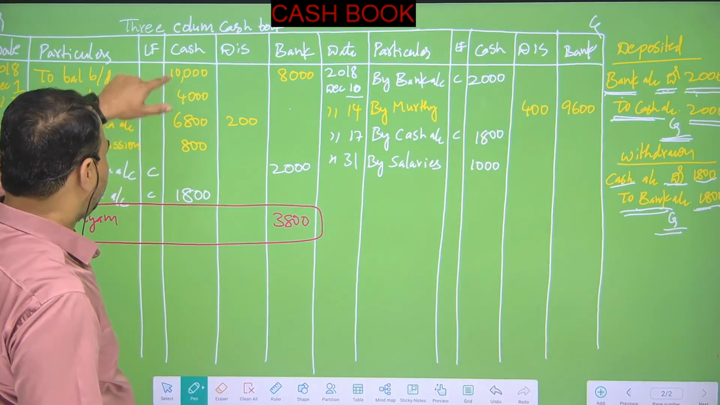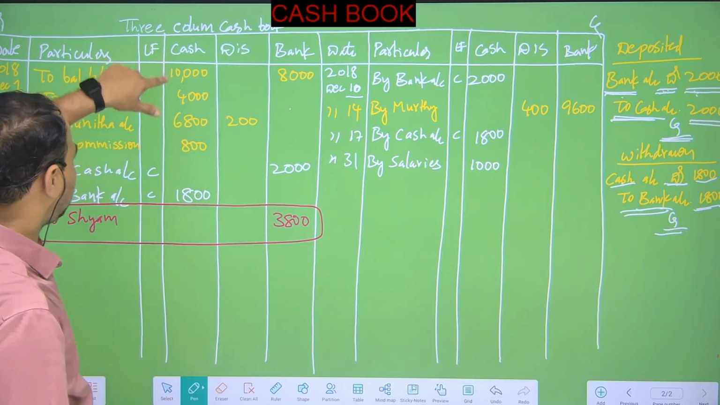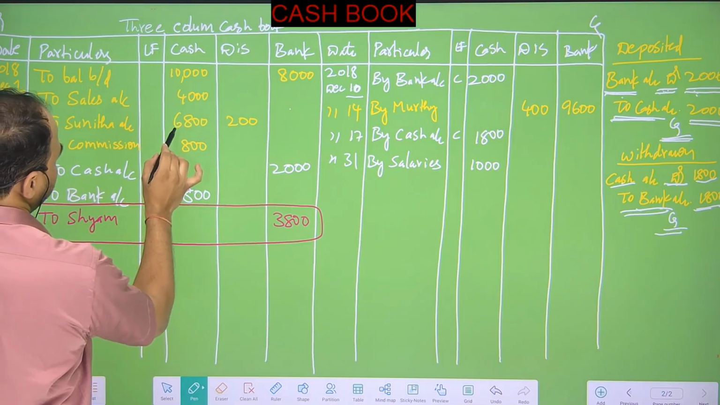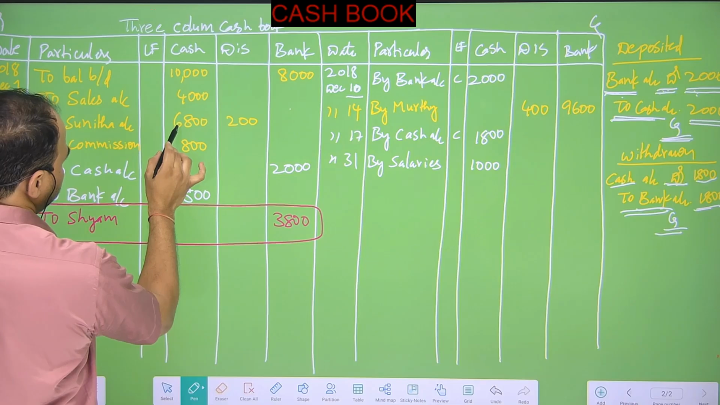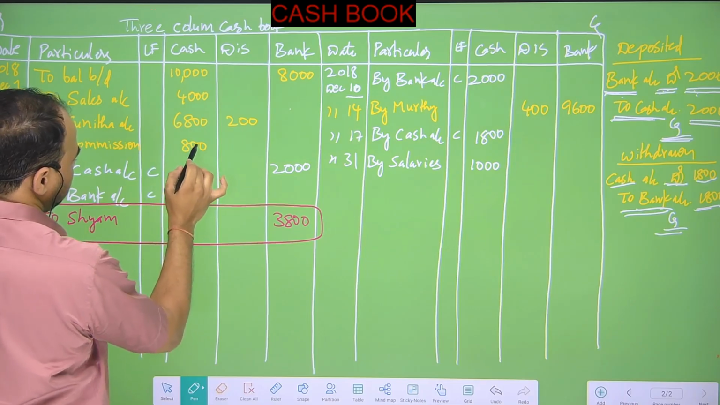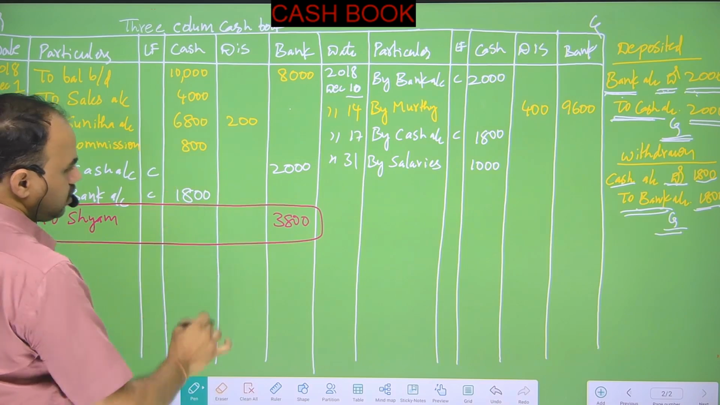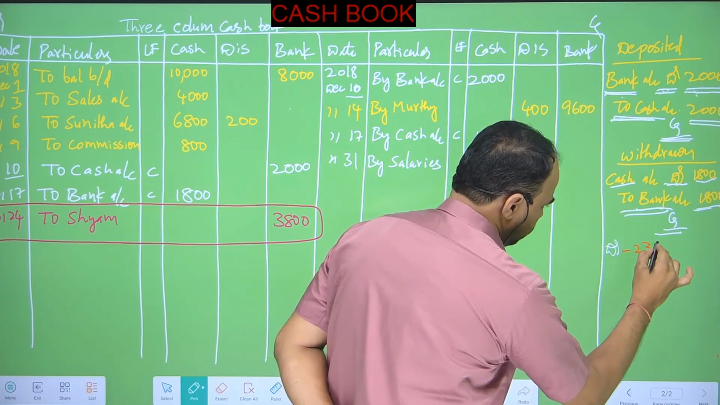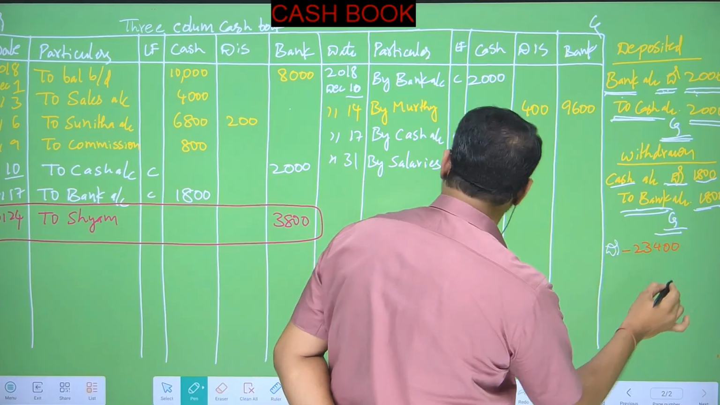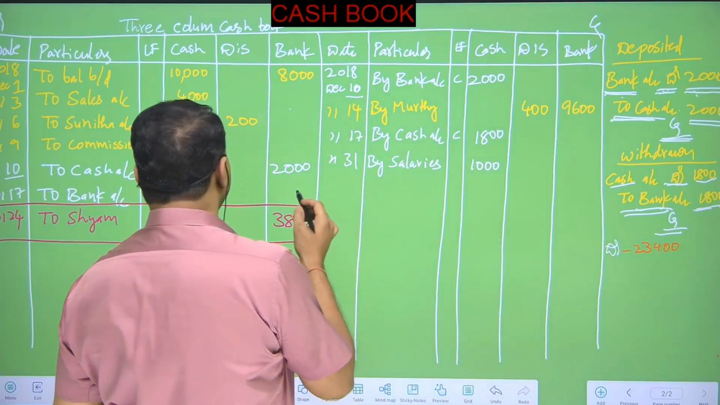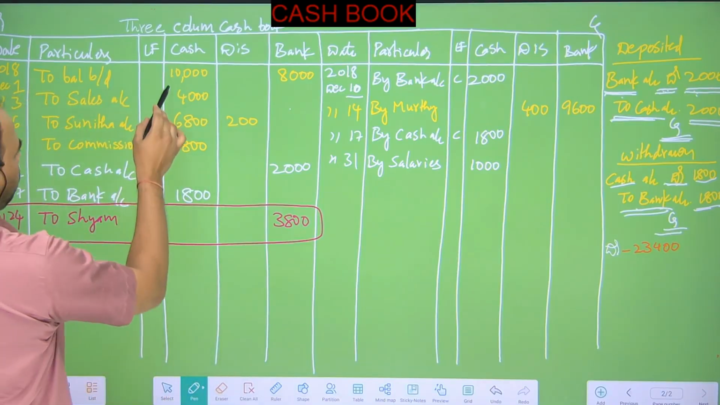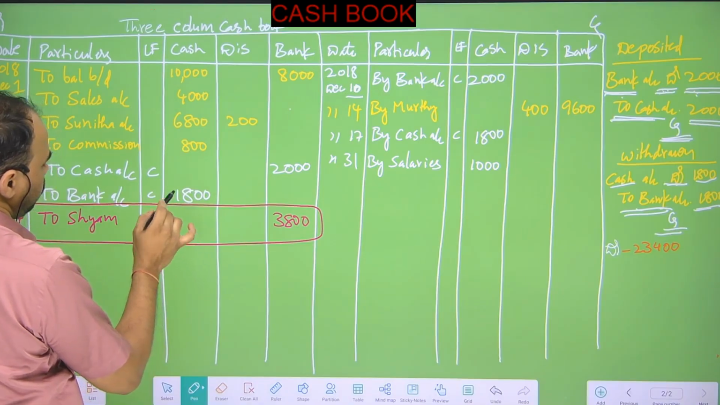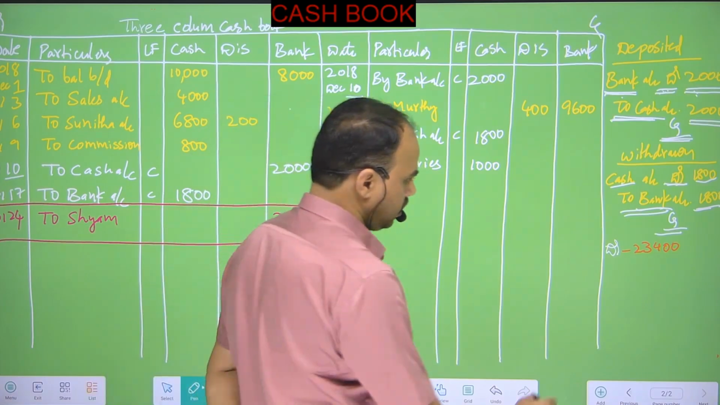So for the cash account, do the debit side total. What is the cash account debit side total? Cash column debit side total: 10 plus 4 is 14, 14 plus 6 is 20, 21,600, 22,600, 23,400. So the debit side cash column total is 23,400. One more time I will check: 21,600, 22,600, 23,400. Yes, 23,400 is the debit side total.